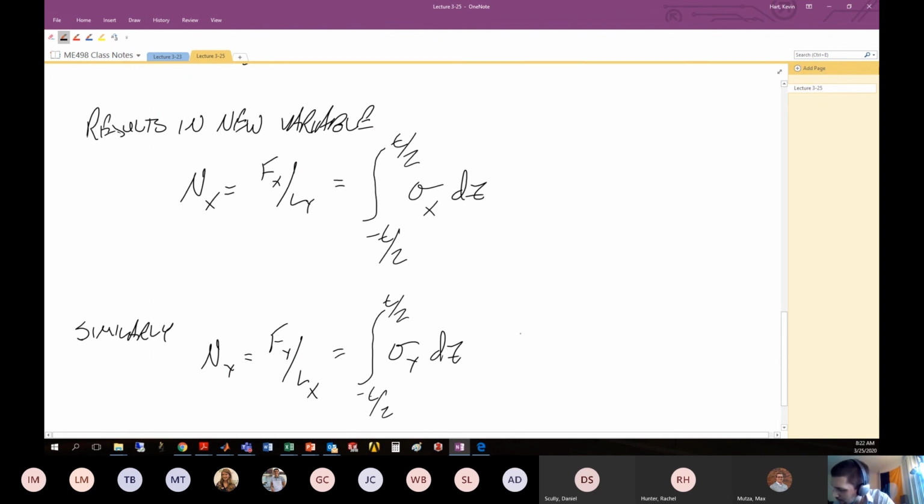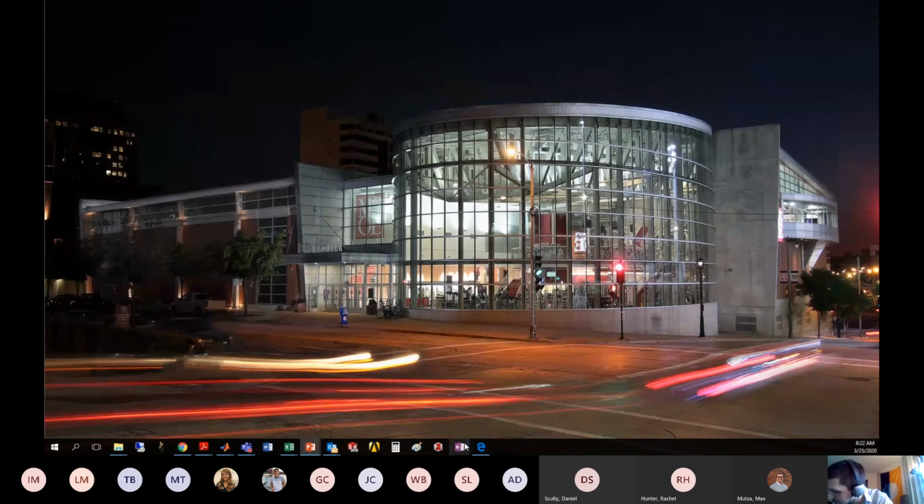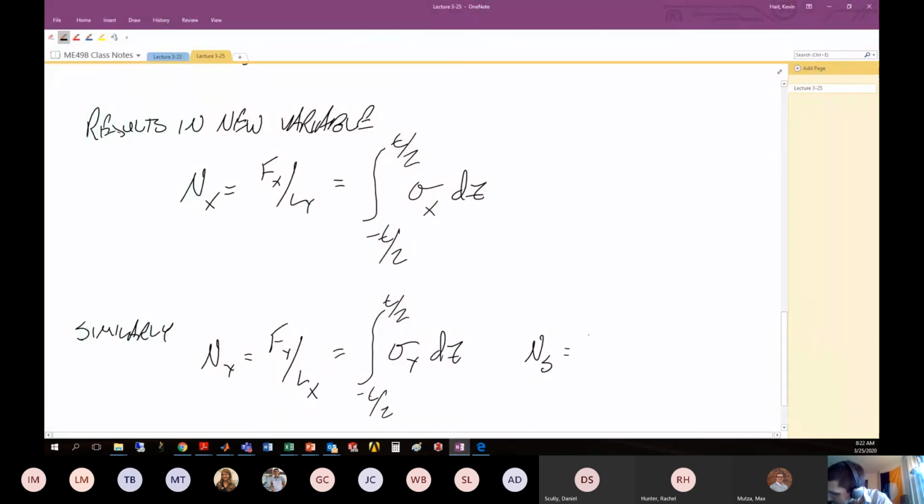And also we have the shear force per unit length, and I'll show what that is in just a second. Similarly, it is equal to the integral from negative t/2 to t/2 of tau xy dz. This is the shear in each particular lamina as a function of the thickness of the piece.